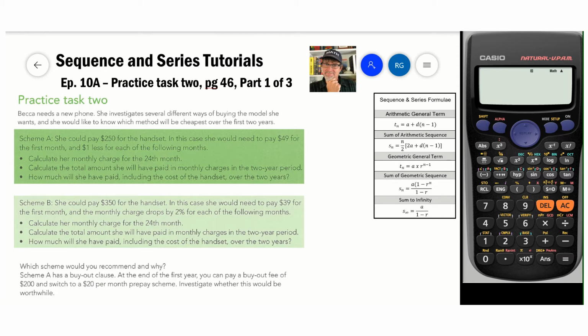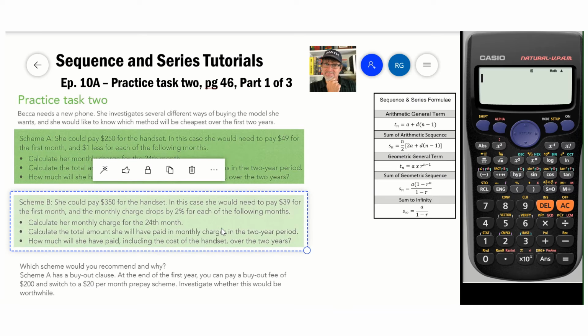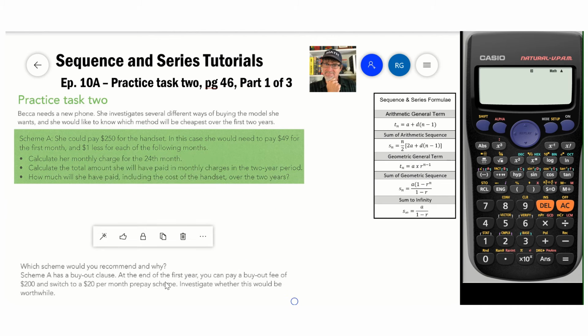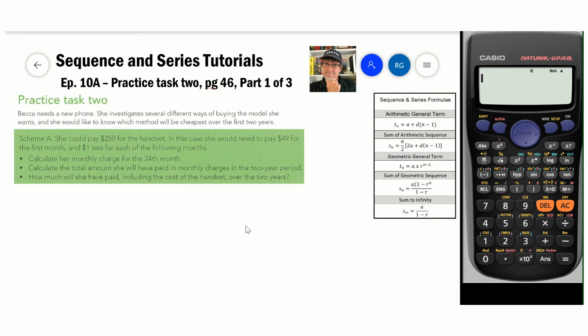Okay, so let's get started with having a look at Scheme A. So let's see, she paid $250 and she would need to pay $49 for the first month. So $49 right there. That's our a. They're telling you it's the first term, right? So a equals 49. And $1 less for each of the following months. Okay, it's a common difference. So that means it's a d, and in this case it's negative because it's going down by 1 each month. So our d is -1.